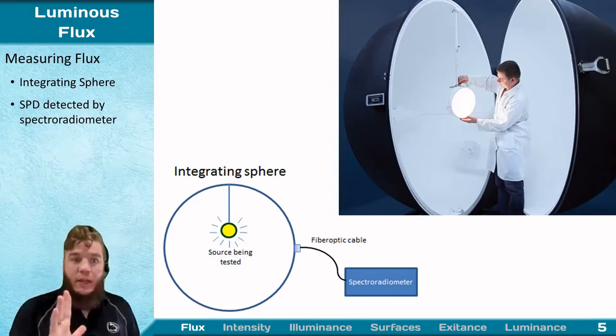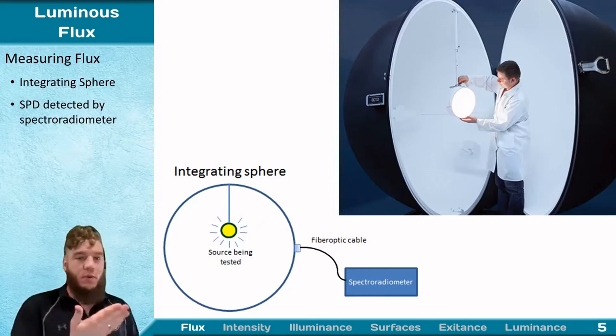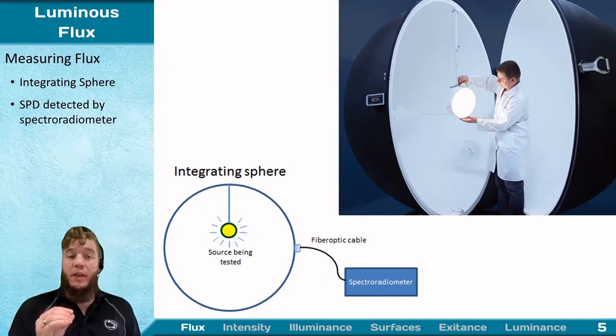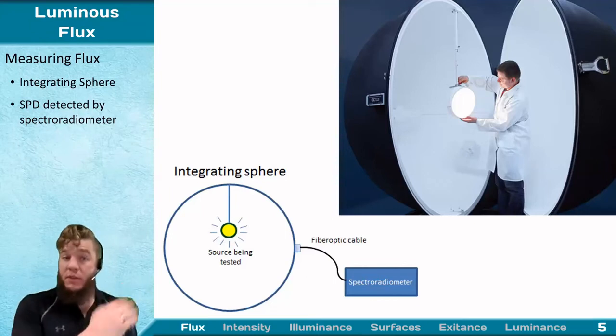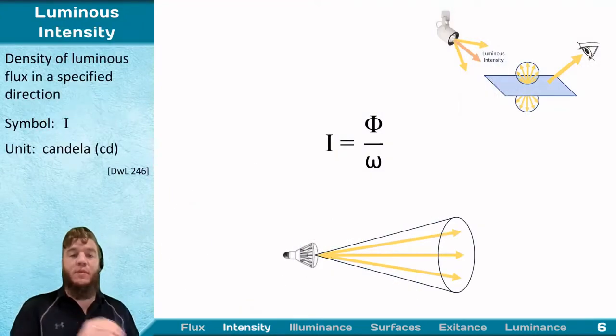Now, you're not going to need to do this. Don't worry about it. I just wanted to give you some background as to where these values come from. You're going to get the value of lumens for any light source from the manufacturer's cut sheet. So that's just going to be provided because manufacturers are the ones that do this kind of measuring.